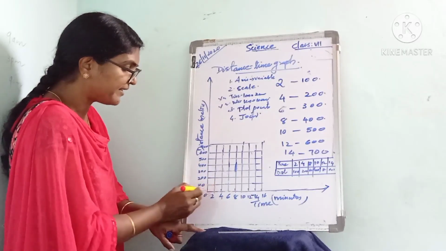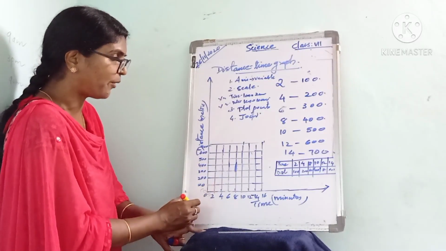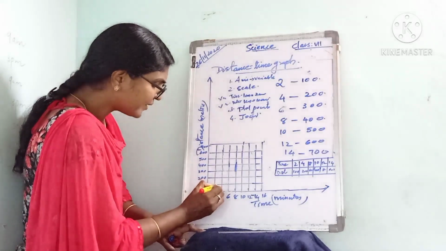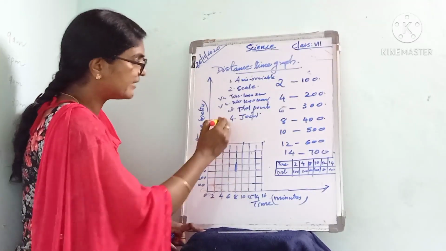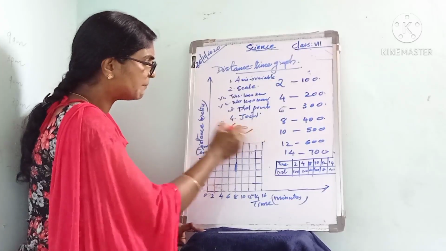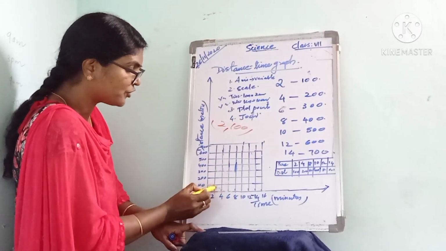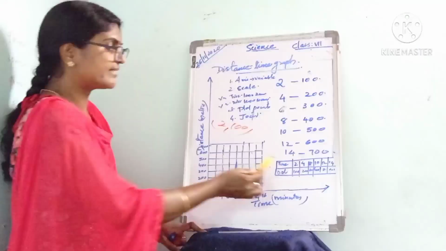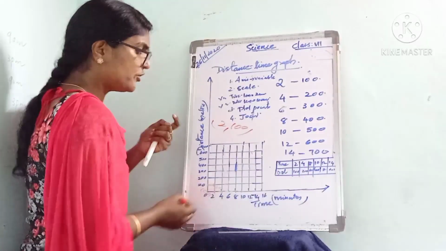Okay, what does this point correspond to? Actually this point corresponds to 100. Like this you have to write 2, 100 in brackets. That point corresponds to 2, 100. The next point is 4, 200.